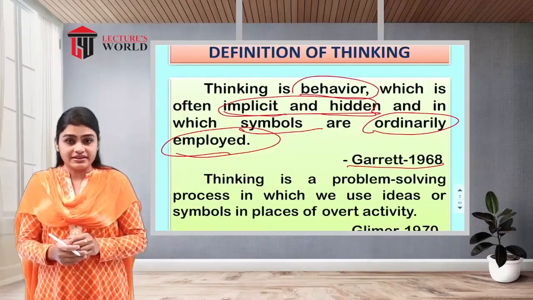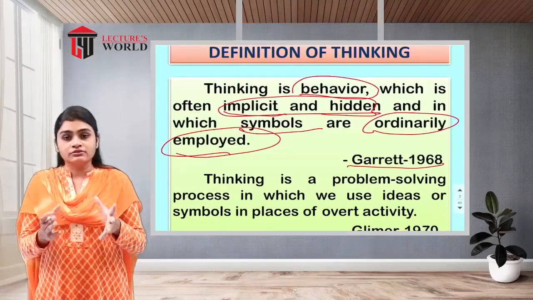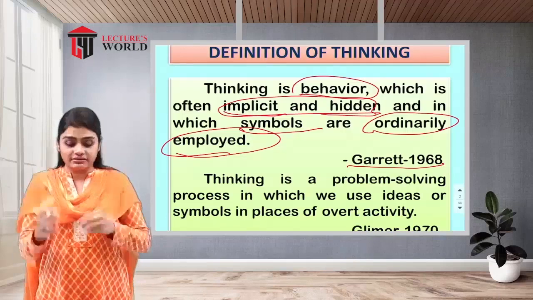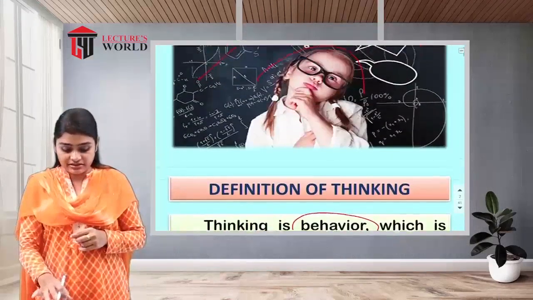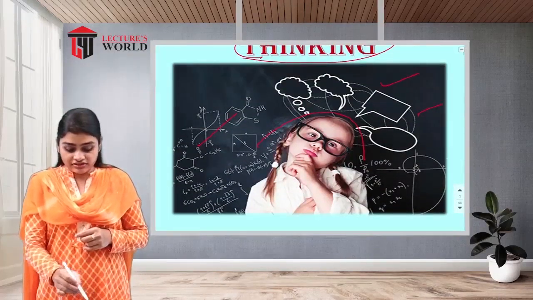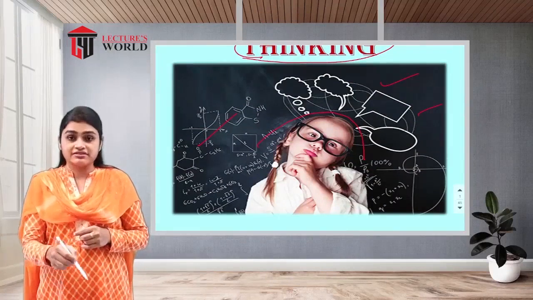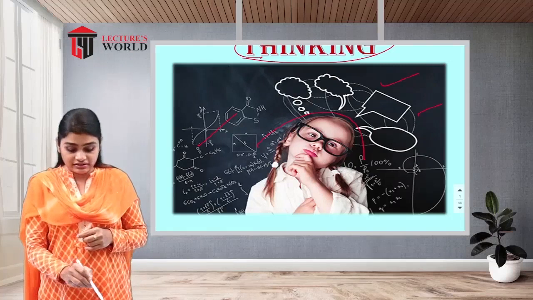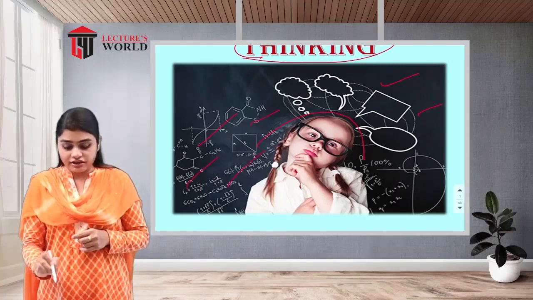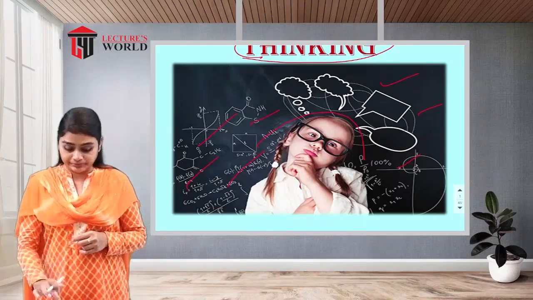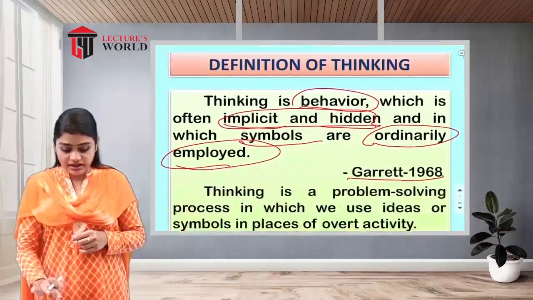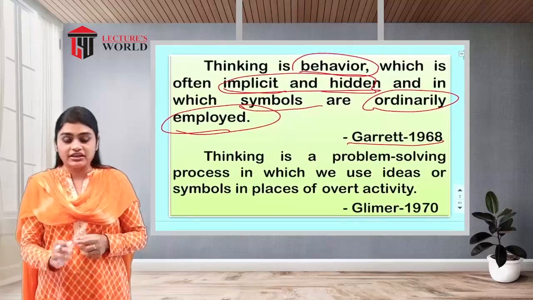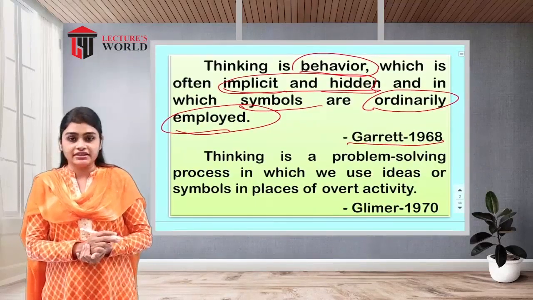Mainly it will be presented in symbols. Generally we use symbols, and in our mind those symbols will be there. As we saw in the previous image, see what this girl is imagining. For example, if she is solving any mathematical questions or science questions, then such symbols will be there in her mind. That is thinking, which is represented by symbols. That definition of thinking was given by Garrett in 1968.